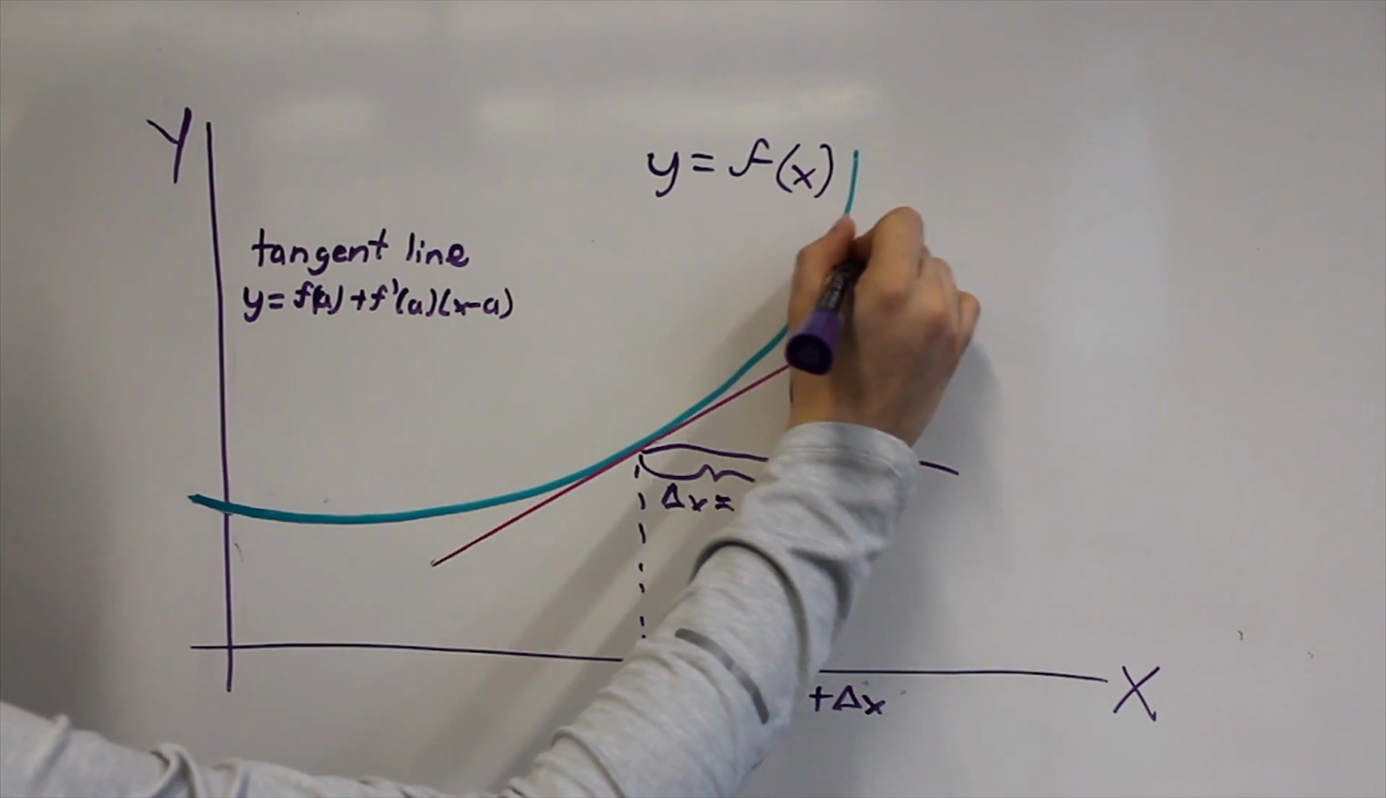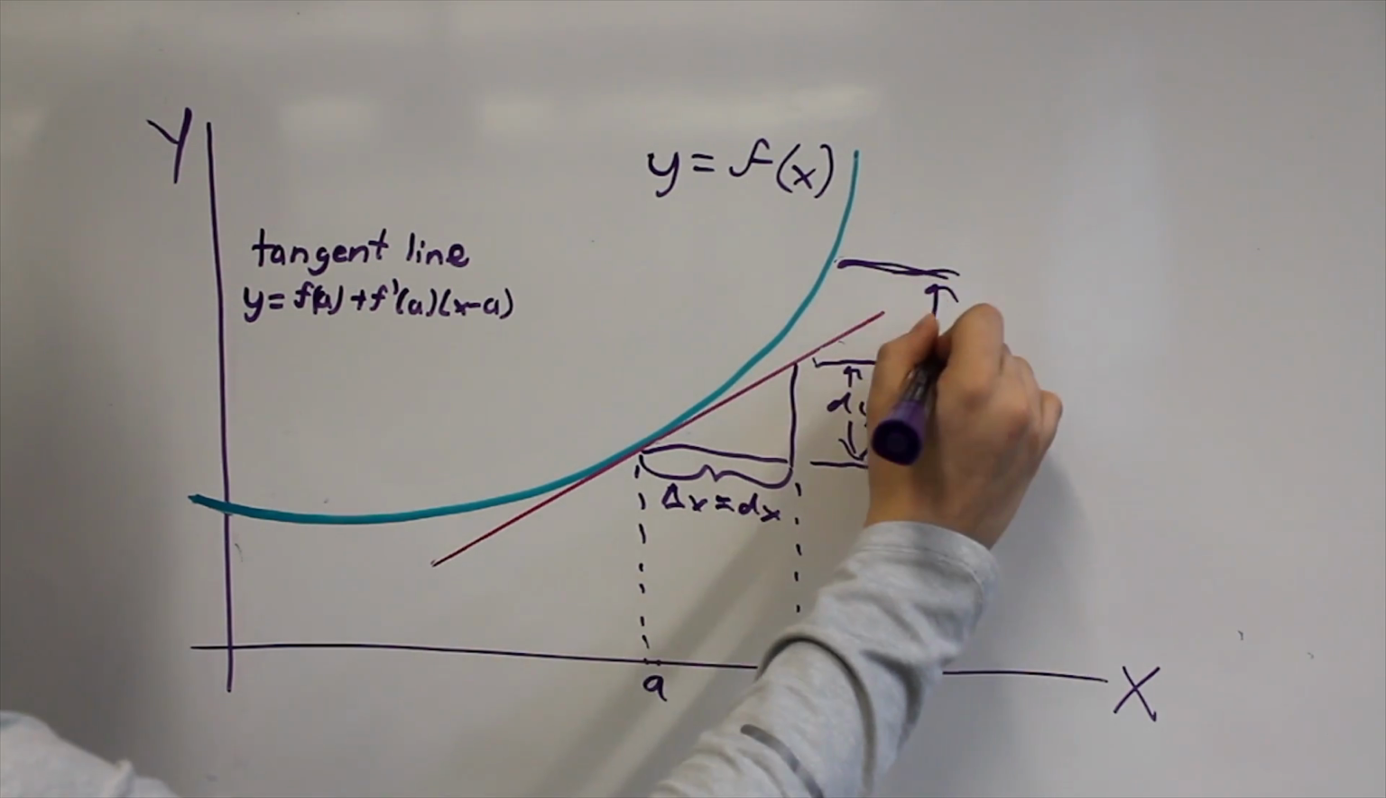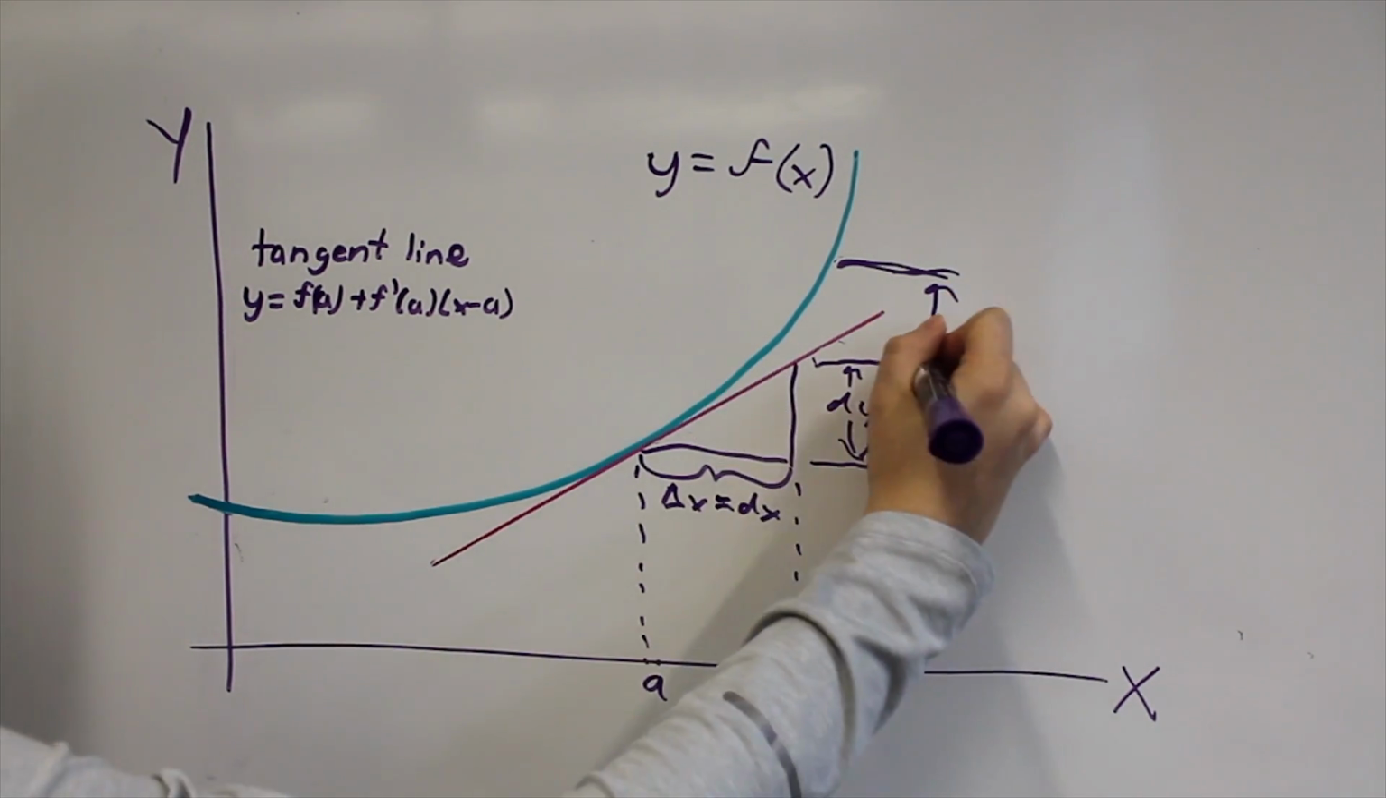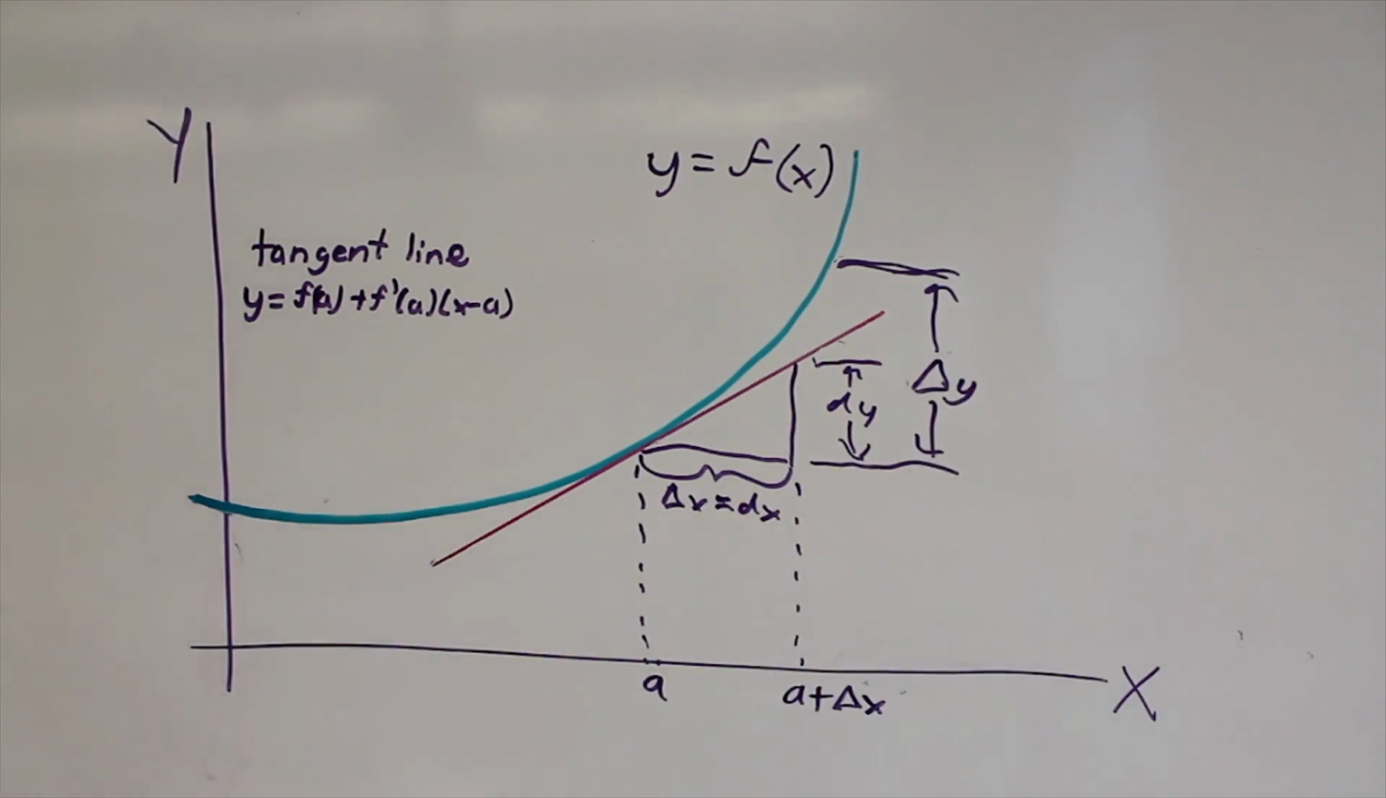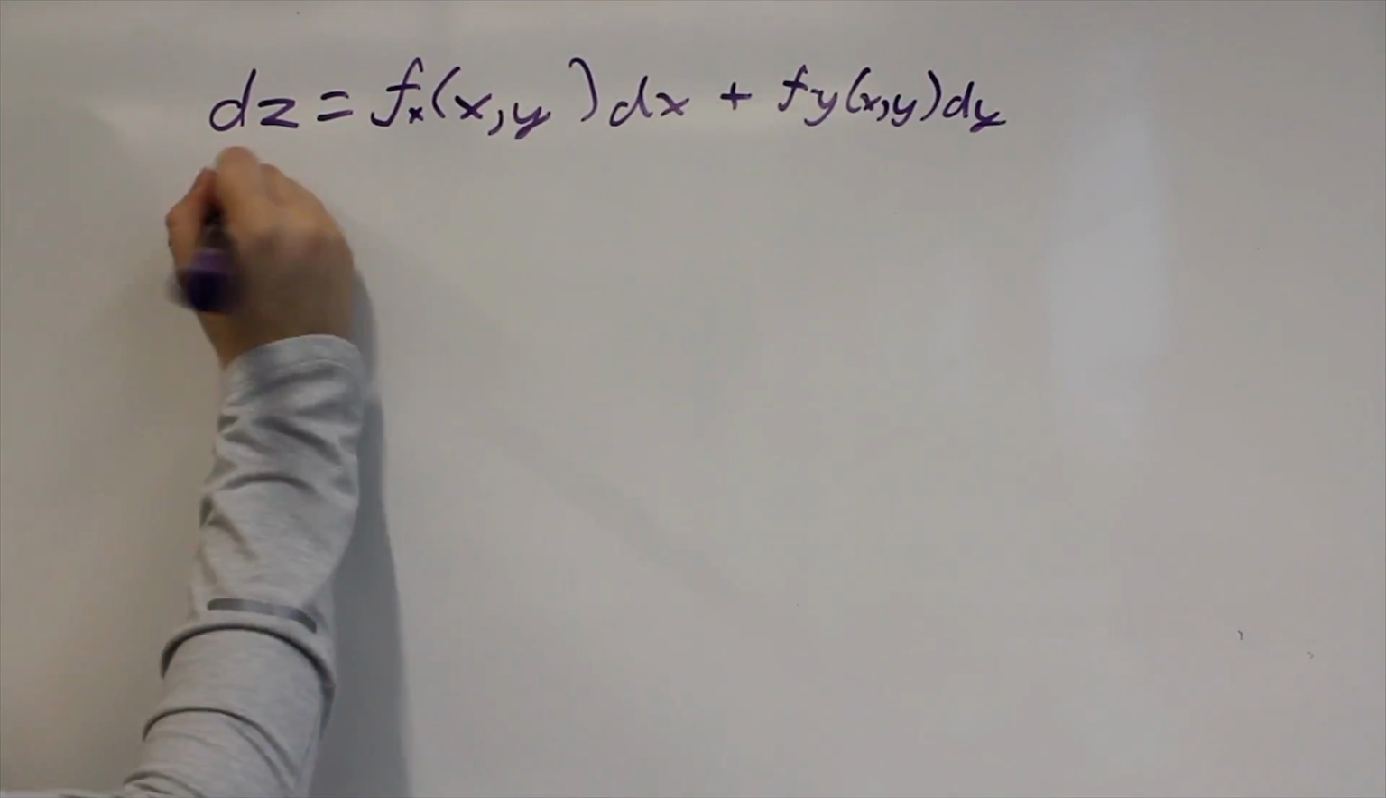If dx is equal to delta x, which is equal to x minus a, and dy is equal to delta y, which is equal to y minus b, then the formula can also be written as shown.